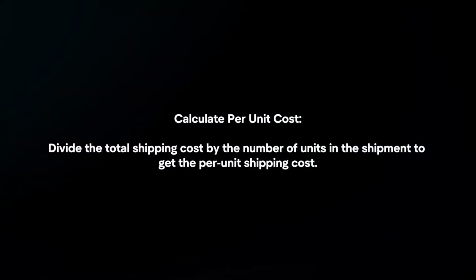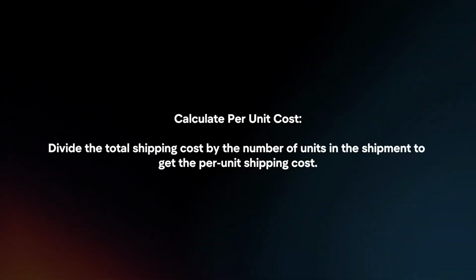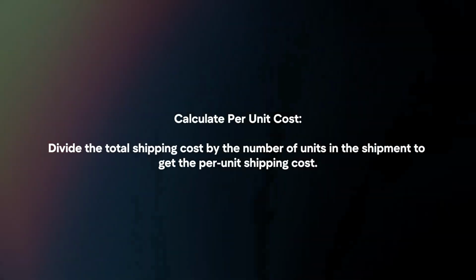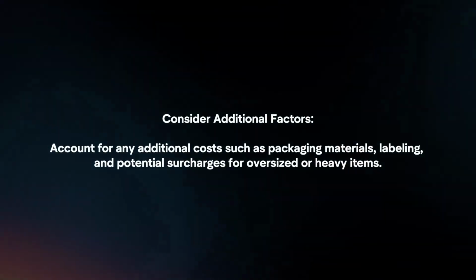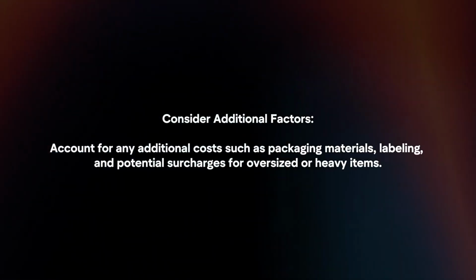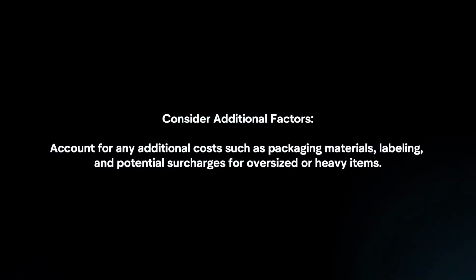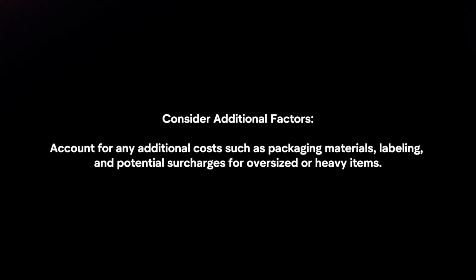Calculate per unit cost. Divide the total shipping cost by the number of units in the shipment to get the per unit shipping cost. Consider additional factors. Account for any additional costs such as packaging materials, labeling, and potential surcharges for oversized or heavy items.